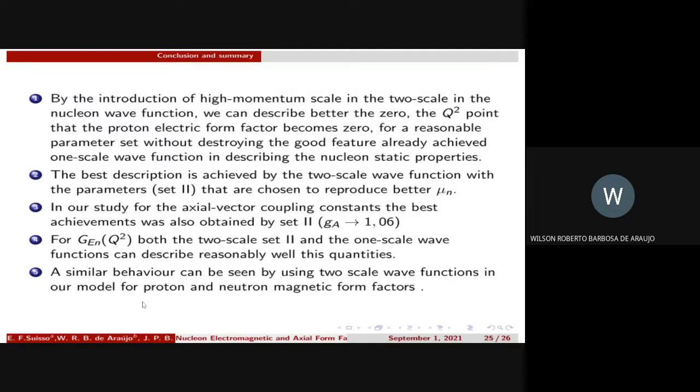A similar behavior can be seen by using two-scale wave functions in our model for proton and neutron magnetic form factors.